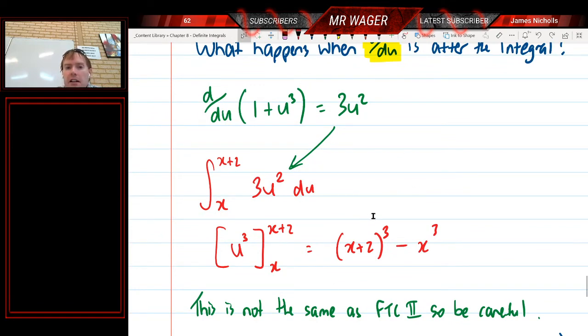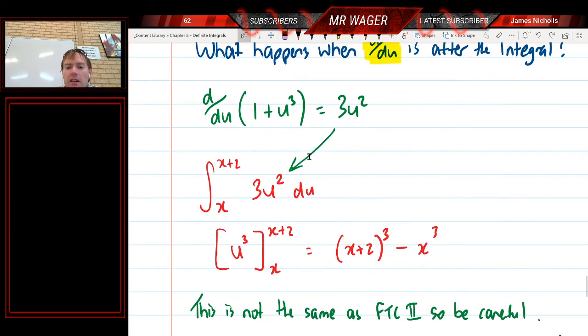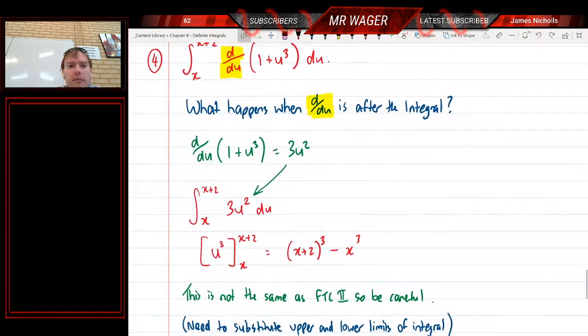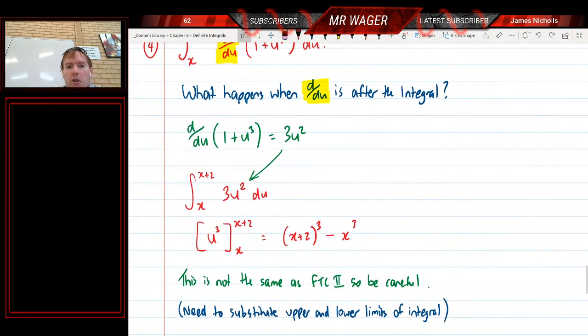So this is not the same as the fundamental theorem of calculus. So if you get questions like this in the exercise, just be careful. You have to do it this way. You have to do the derivative first and then substitute in the upper and lower bounds into it. So there's no short way of doing that one.